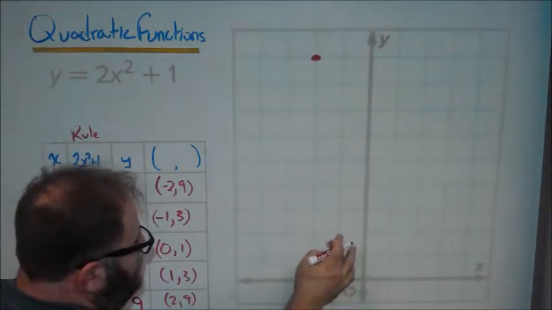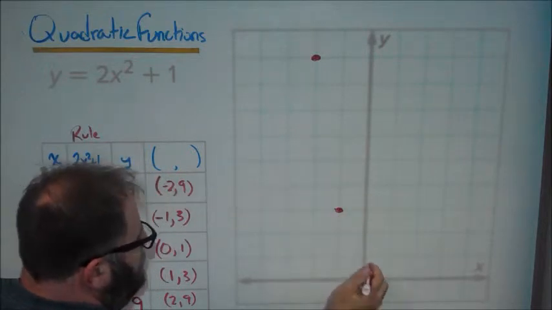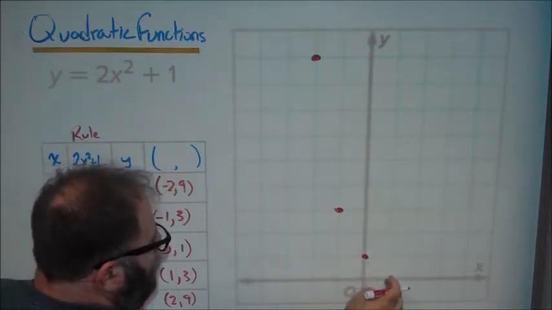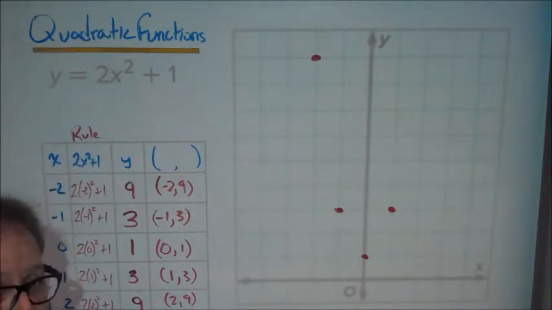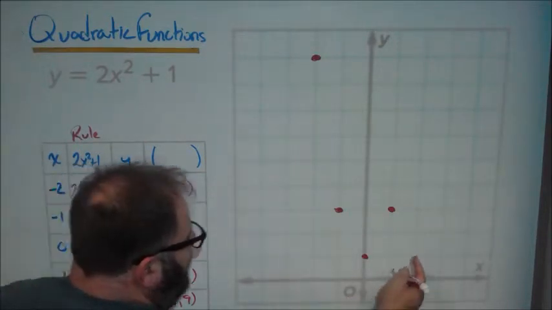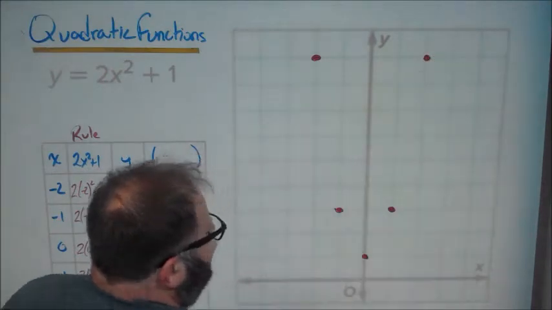-1, 3, 1, 2, 3, 0, 1, 1, 1, 2, 3. Are you seeing some symmetry here? There's some symmetry involved. 2, 9. 2, 9 must be that one.